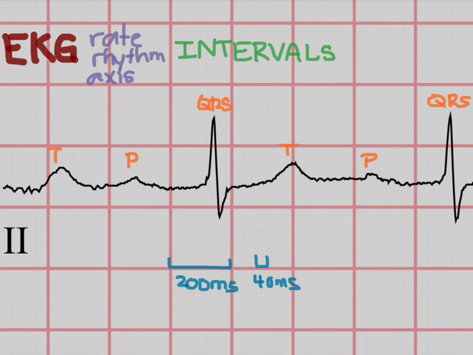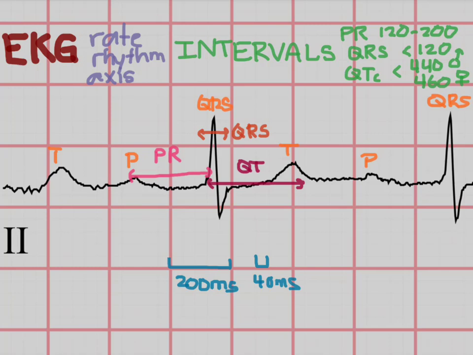So we're going to be looking at a couple of different intervals. The first is from the beginning of the P to the R wave, and this is called the PR interval. And then the length of the QRS complex from all the way through, that's our QRS interval. And finally, the distance from the Q to the T wave, that's the QT interval. And so I wanted to throw some numbers up here that we're going to be using for the normal ranges. So let's start with the PR interval.